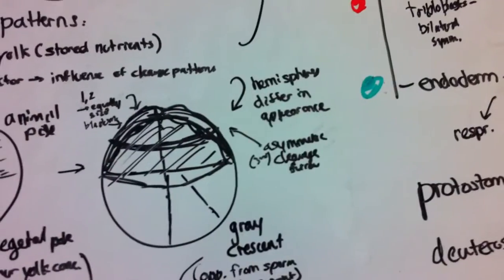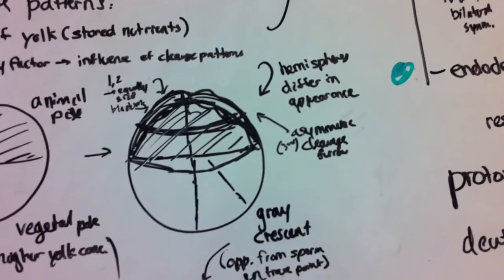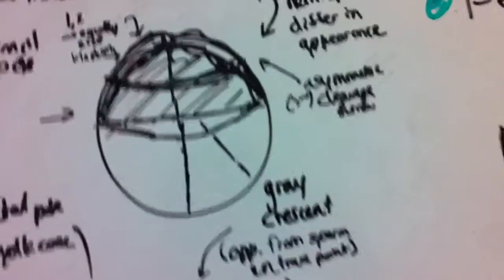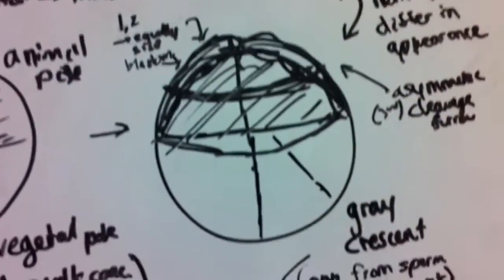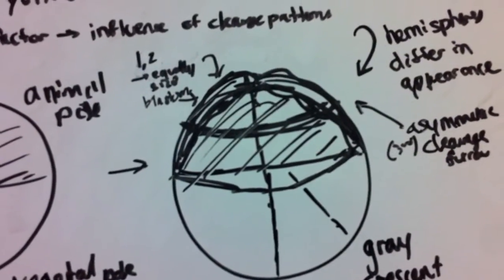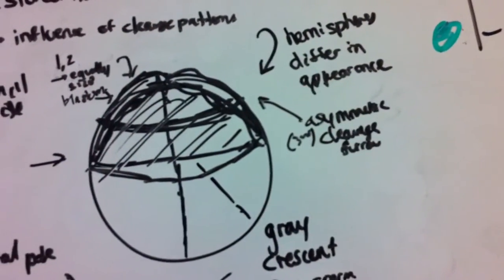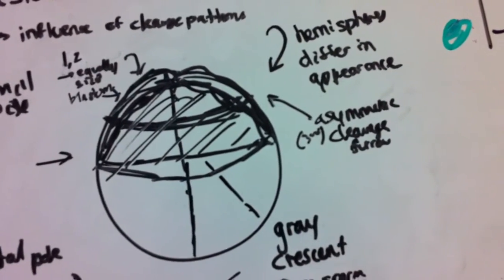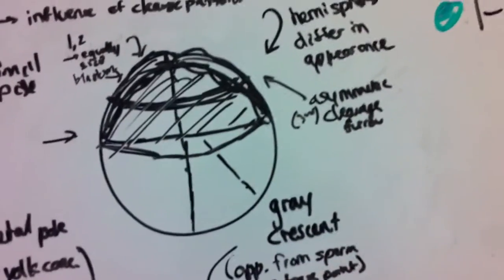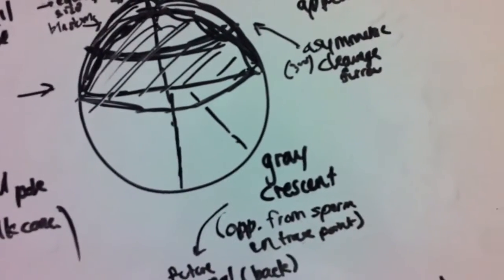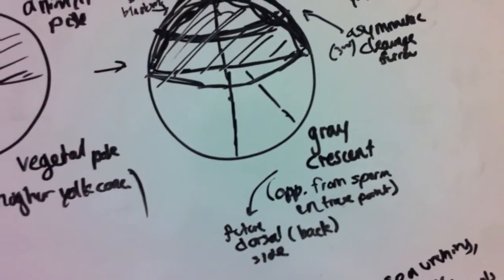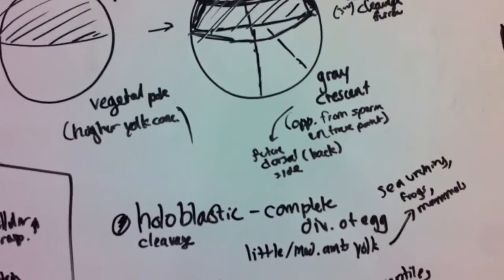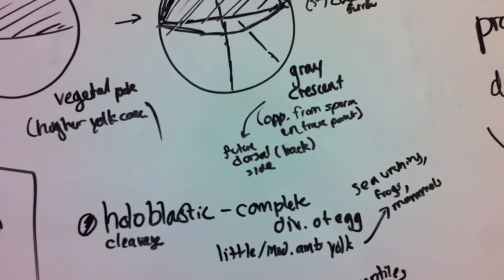Now, because of this difference in yolk concentration, we're going to have a difference in hemisphere appearance. So, division. For the first 2 cleavage furrows, we're going to have equally sized blastomeres at the top. And for the third one, we're going to have an asymmetric cleavage furrow right there. Also in frogs, we have a gray crescent, which is a structure that curves opposite from where sperm enters. And it's going to mark where its future dorsal side will be. Dorsal side meaning referring to its back.